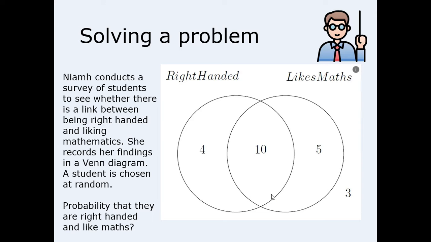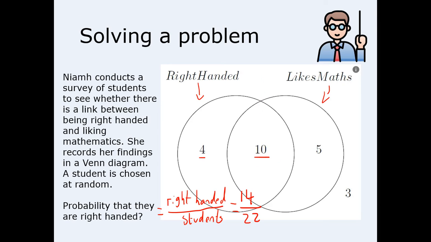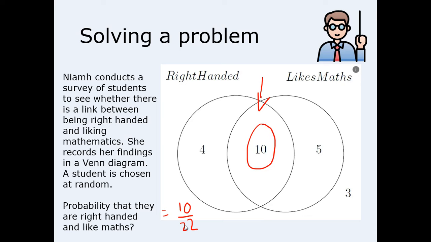Here's a slightly different problem. What is the probability that they are right-handed and like maths? Okay, well, that's this section here. These are the people who are right-handed and like maths, so that's 10 out of 22. Again, 22 is just from the previous answer there. We've already counted up the total number of students, so it's 10 out of 22.